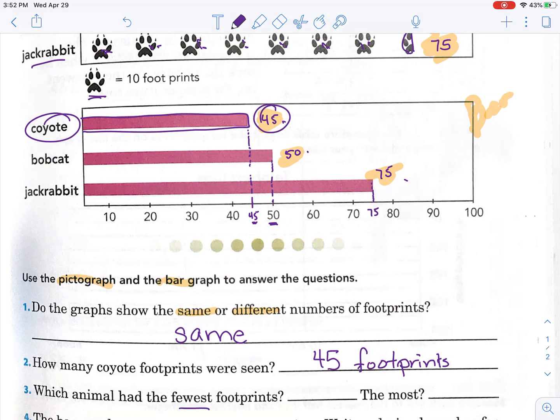Okay, number 3. Which animal had the fewest, the smallest number? Well, which of these is the fewest? What's the smallest number, 45, 50, or 75? 45. Does it want us to write 45? No. What does it want? Which animal had the fewest? So who had the fewest?